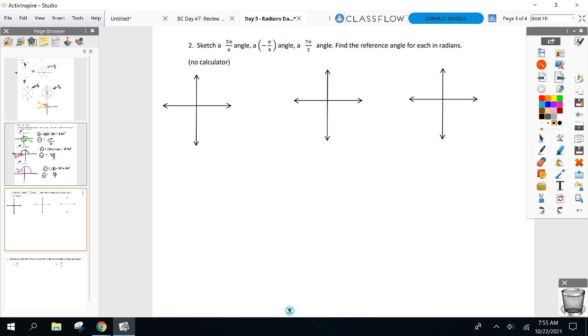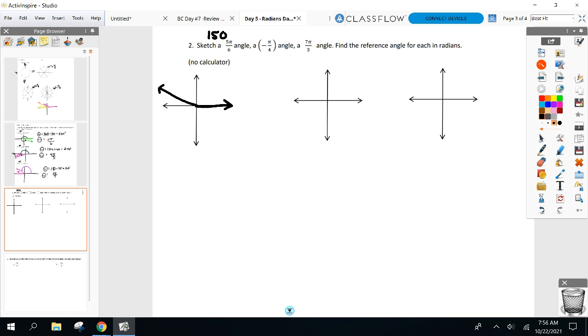5 pi over 6. We see a pi over 6? All right, 30, pi over 6. 30 times 5 on your calcs? 150. Graph it. That went pretty quick, just by knowing what pi over 6 was. See 150 closer to 180 in quadrant 2.